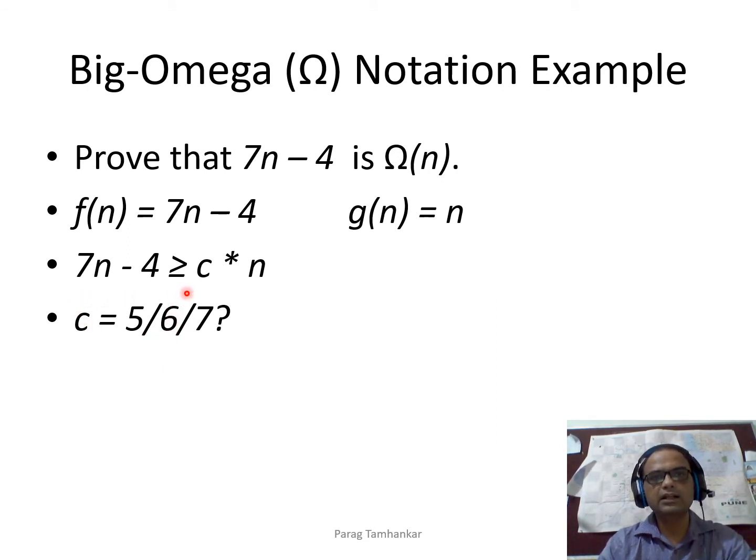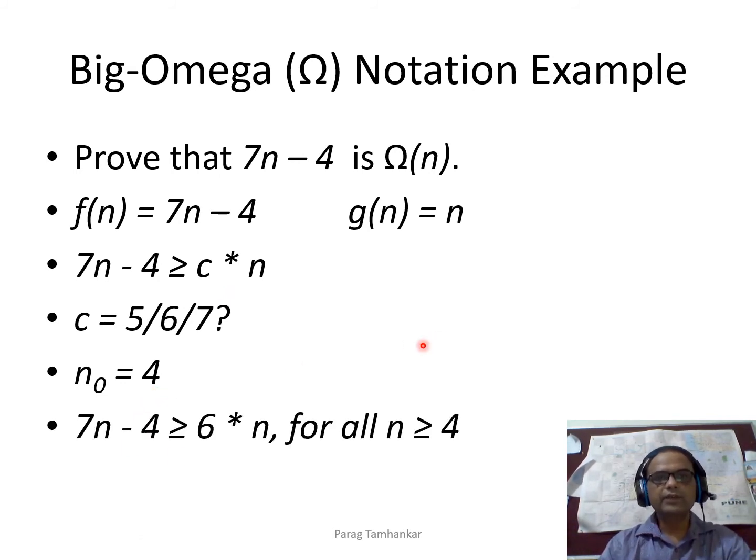7n minus 4 is greater than or equal to 6n. Is it true? Well, it may not hold for the initial few values of n, such as 1, 2 or 3, but certainly it will start holding when n naught is 4. If you substitute n as 4, then 7 into 4, 28 minus 4 is 24, and this is 6 into 4, 24. 24 greater than or equal to 24. And once it holds for n as 4, it would also hold for n equal to 5, 6, 7 and onwards. So let's substitute n as 5. 7 into 5, 35. 35 minus 4 is 31. 31 greater than or equal to 6 into 5, 30. Yeah, so it holds for n equal to 5 as well.